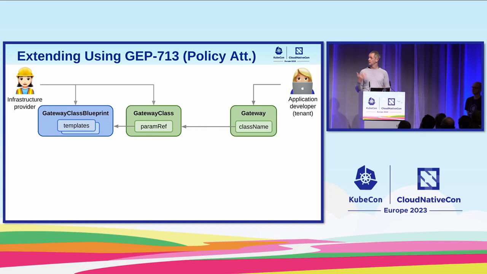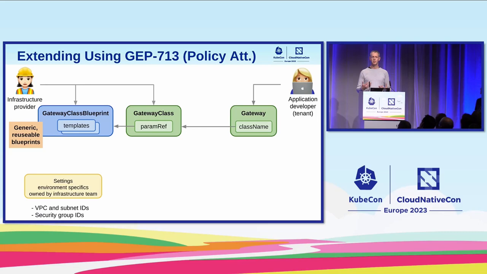And what we're missing to make this implementable is this contextual configuration. So if, for example, we have some environment-specific configuration that is needed, it could be VPC or subnet IDs. That is information that we need to be able to implement the blueprint that says something about the load balancer, for example.